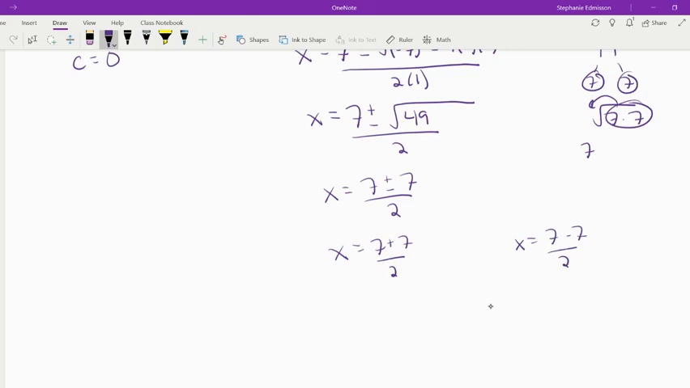7 plus 7 over 2 equals 14 over 2, which equals 7. 7 minus 7 over 2 equals 0 over 2, which equals 0. So my answer is x equals 7 or x equals 0.